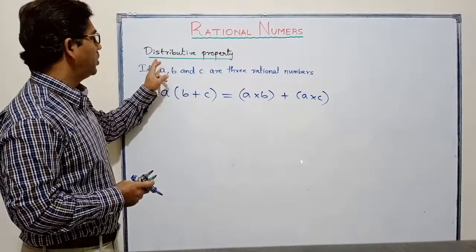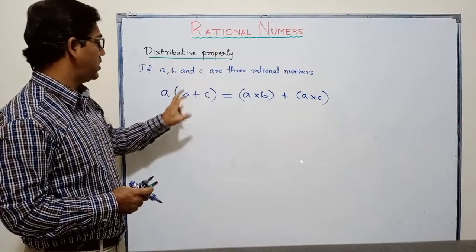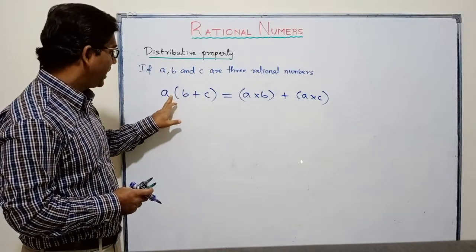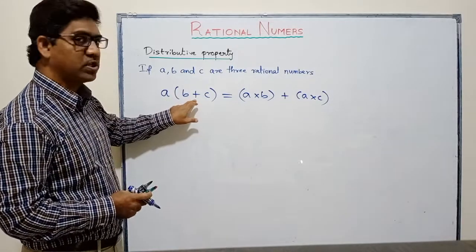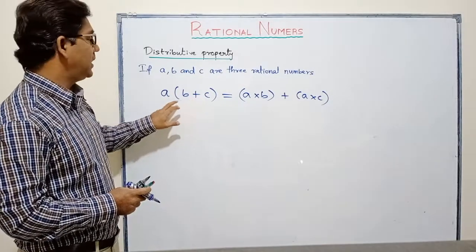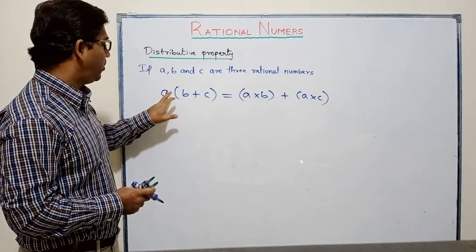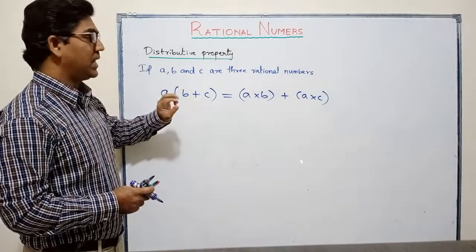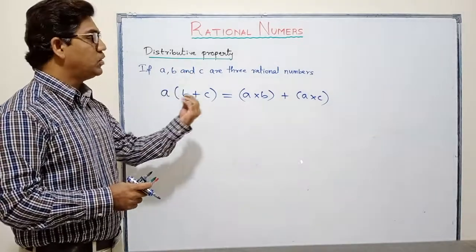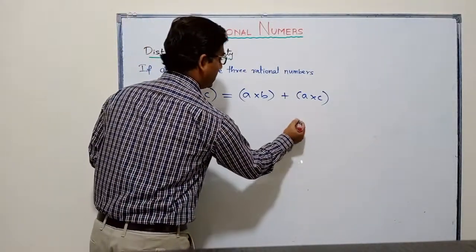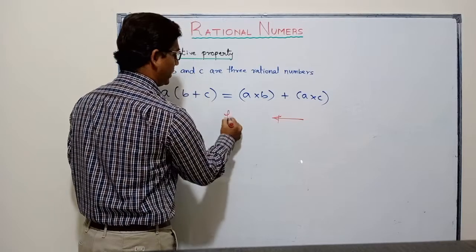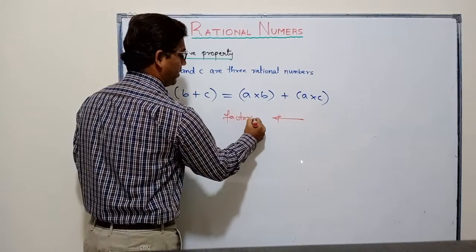This property is known as the distributive property of rational number of multiplication over addition. So we are distributing multiplication over addition. If you have subtraction here, you will say it is the distributive property of multiplication over subtraction. Now in practical examples, we will be doing the reverse, which is known as factoring.